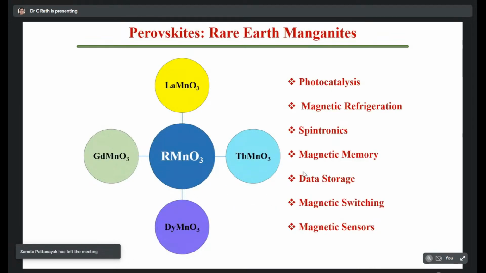So perovskites, mainly we are discussing rare earth manganites. These rare earth manganites like LaMnO3, GdMnO3, dysprosium MnO3, terbium MnO3, all these are of the rare earth manganite category. And these materials are very useful in different applications like photocatalysis, magnetic refrigeration, spintronics, magnetic memory, data storage, magnetic switching, magnetic sensors. You can see some of these features we also observed in this GdMnO3 system.